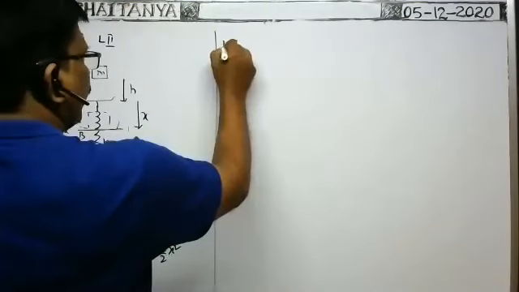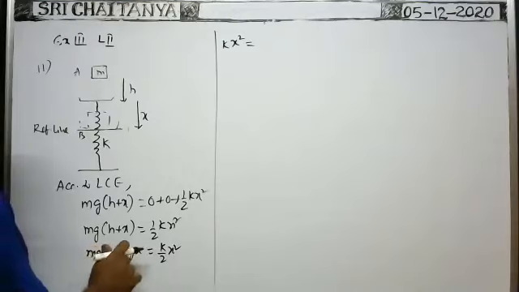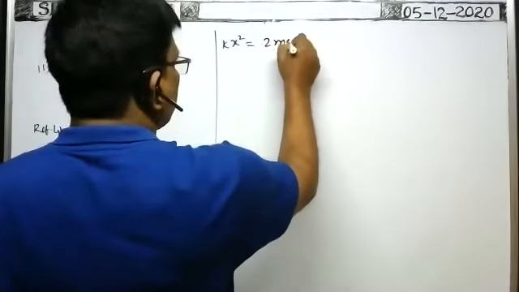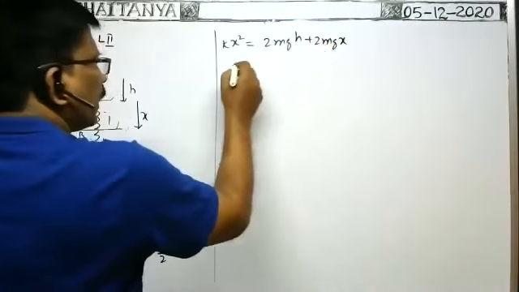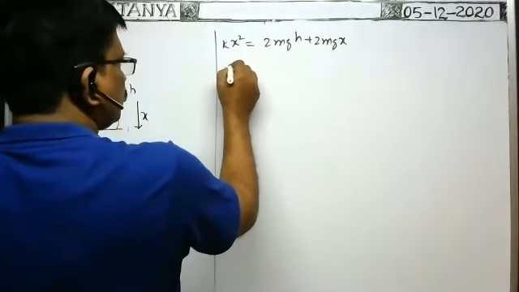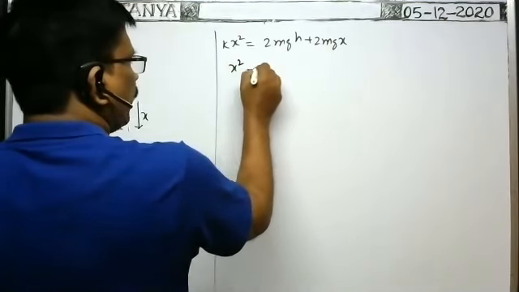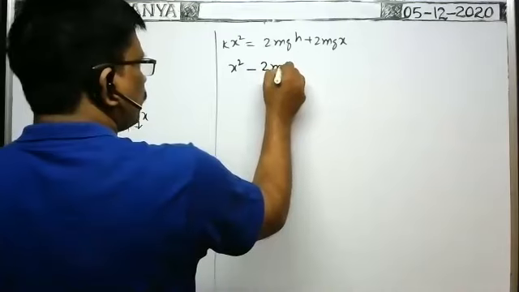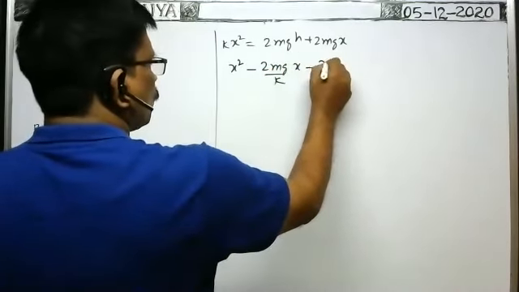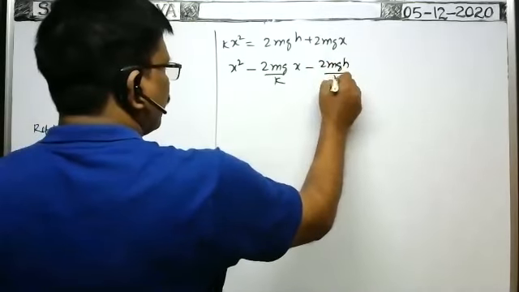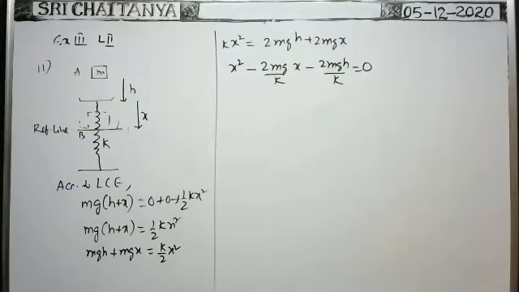x k x square is equal to, you multiply with 2, then 2mgh plus 2mg into x. Or x square minus 2mg x by k minus 2mg h by k is equal to 0. Now we are having a quadratic equation, x square minus something like that.